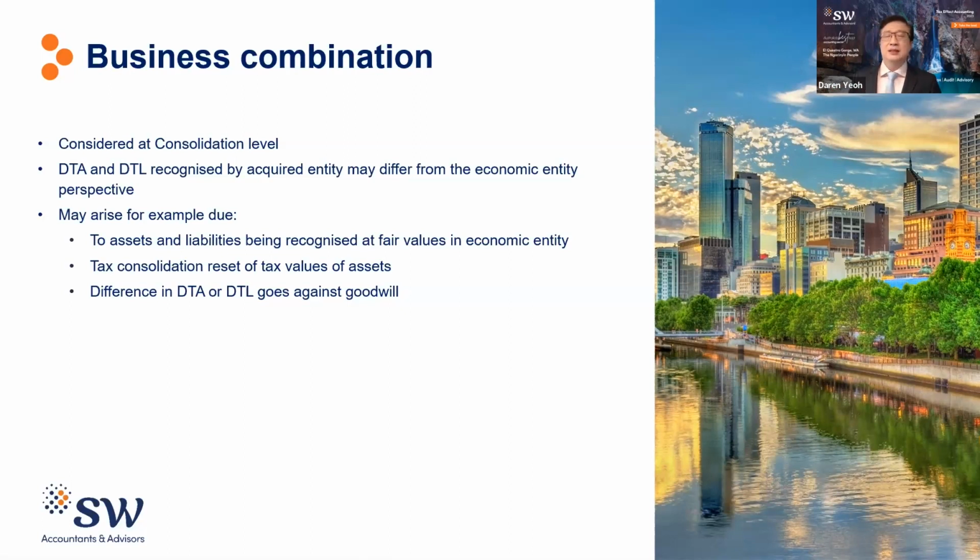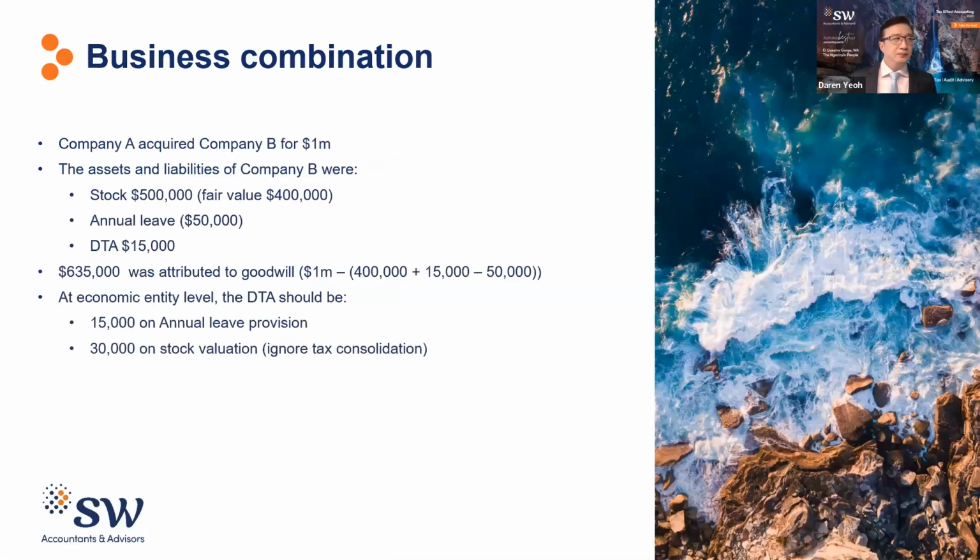When that happens, AASB 112 says when you increase the DTA or increase the DTL, don't put it to income tax expense, post it against goodwill. Okay, so let's look at a simple example.